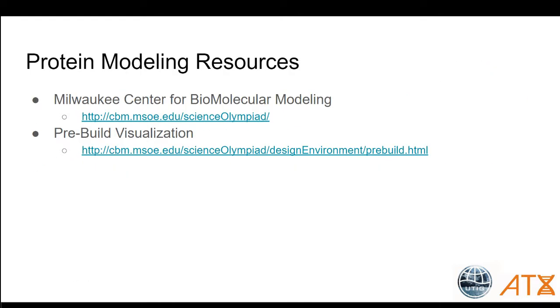Okay, protein modeling. If any of you are doing protein modeling, I'd say one of the number one resources is the Milwaukee Center for Biomolecular Modeling website. They have almost everything you need for the event on that website. So I can pull it up really quick.